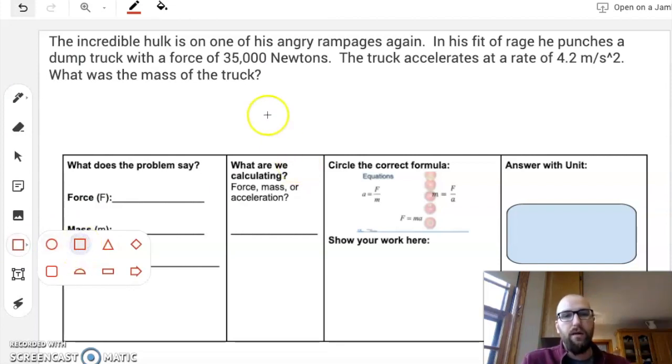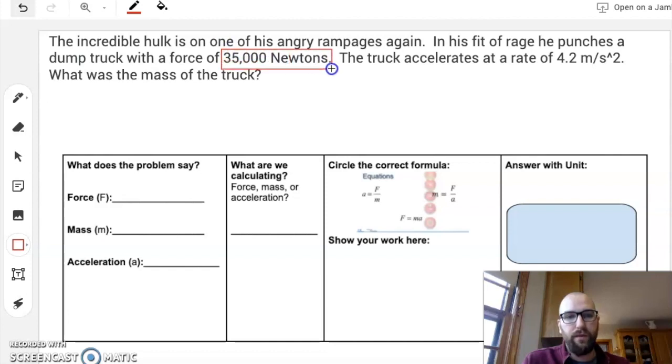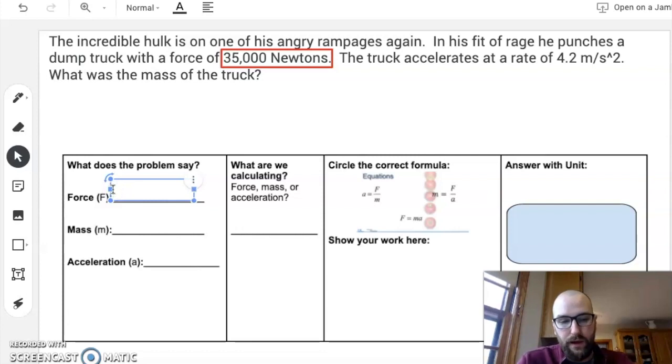Again, starting by putting a box around the important information. The first piece of important information, or something that has a number, is 35,000 newtons. Let's think about my context clues. It says force of, and it also says newtons. Newtons are the units for force, so this I know is going to be my force from the context of the equation. So I'm going to write next to force 35,000 capital N.